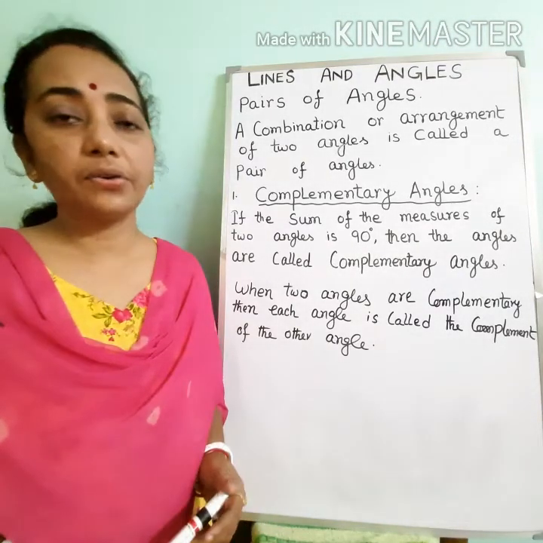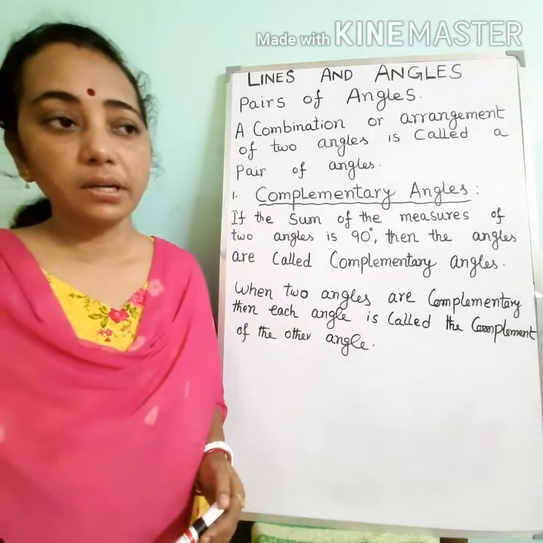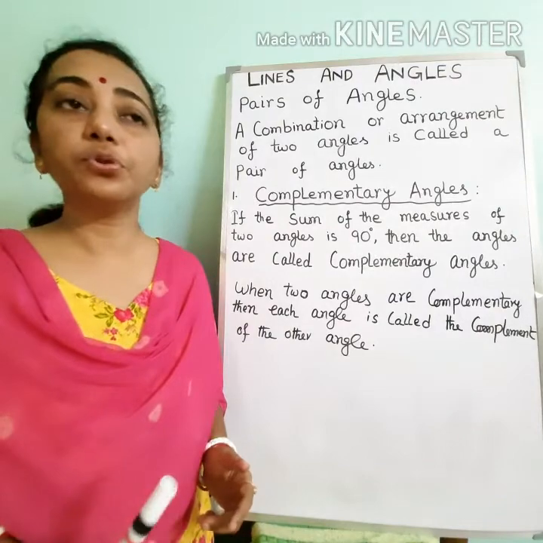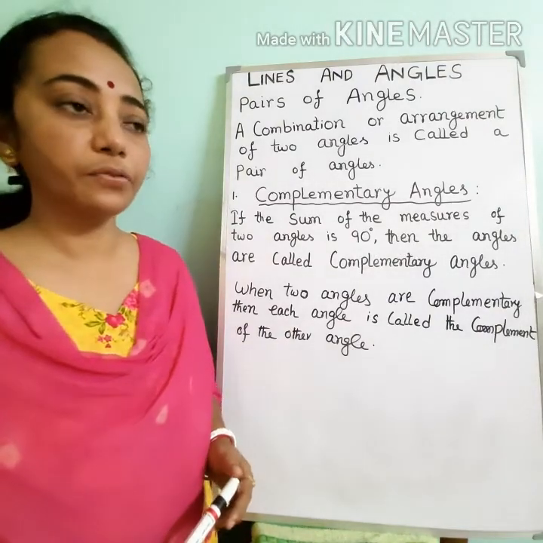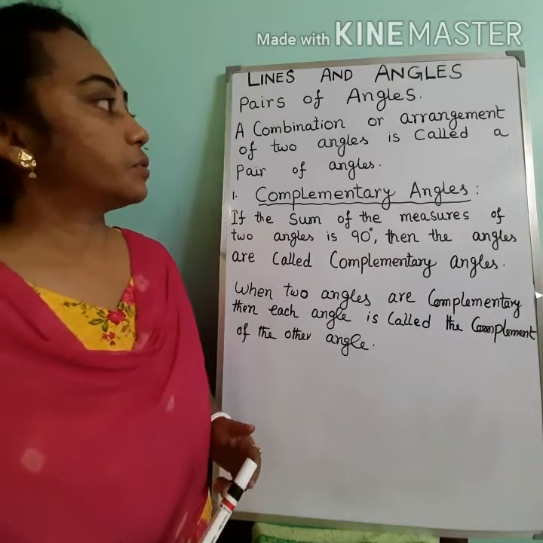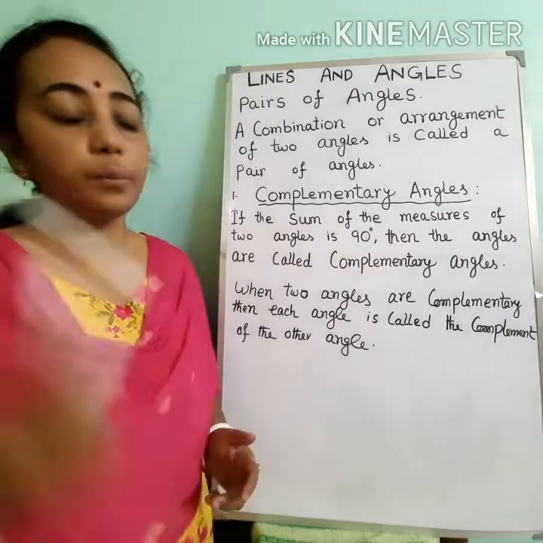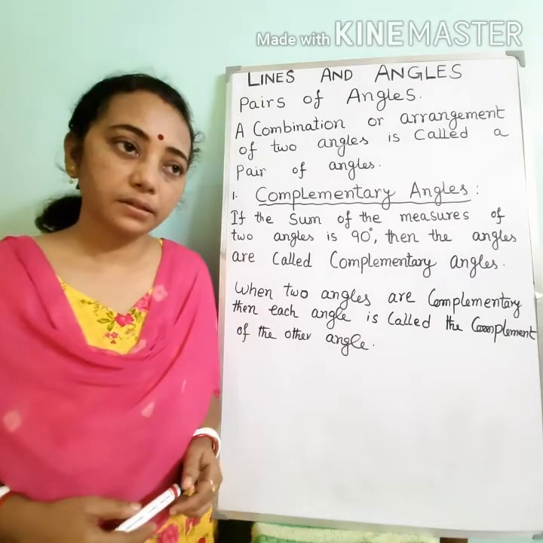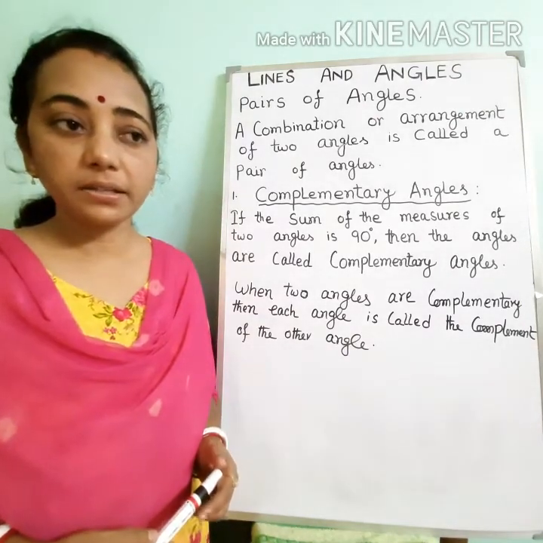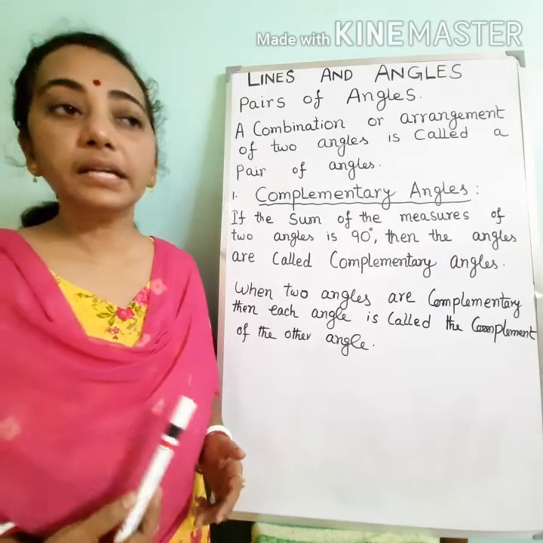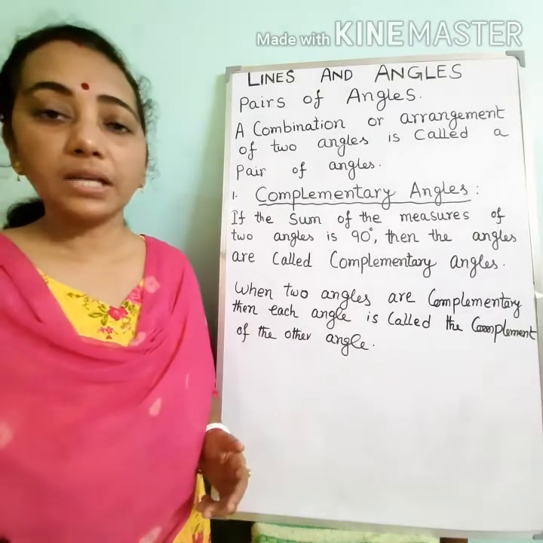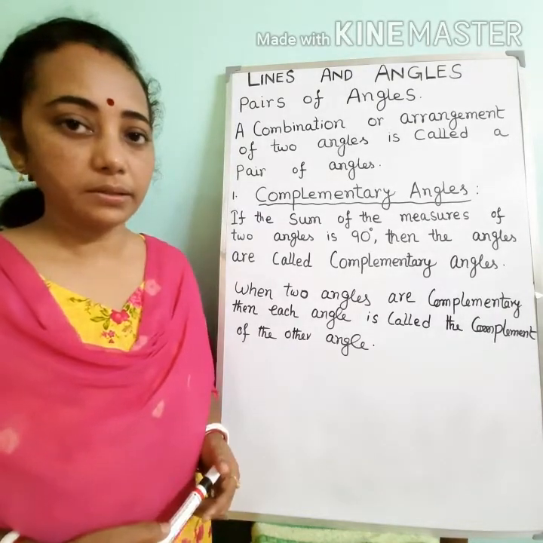When two angles are related with some conditions, or we can say a combination or arrangement of two angles, it is called a pair of angles. So, mainly here we will learn about 5 types of angles. That is complementary angles, supplementary angles, adjacent angles, linear pair of angles, and the last one is vertically opposite angles.